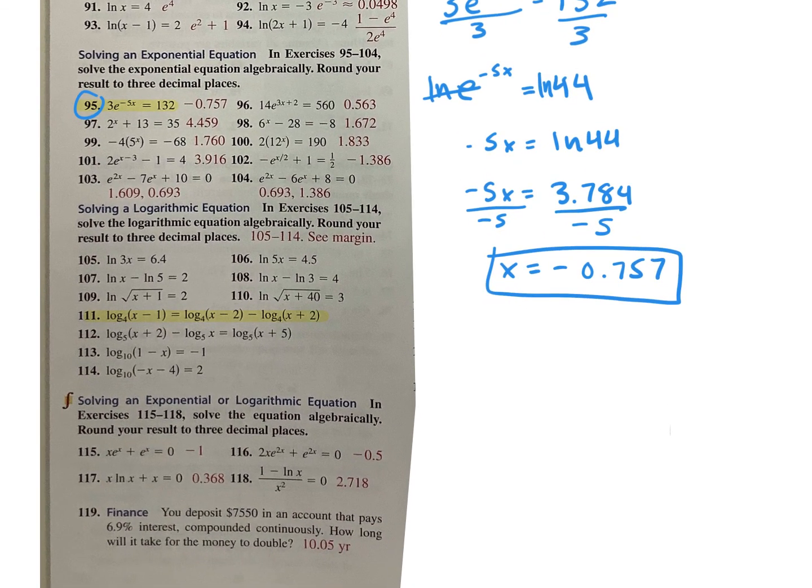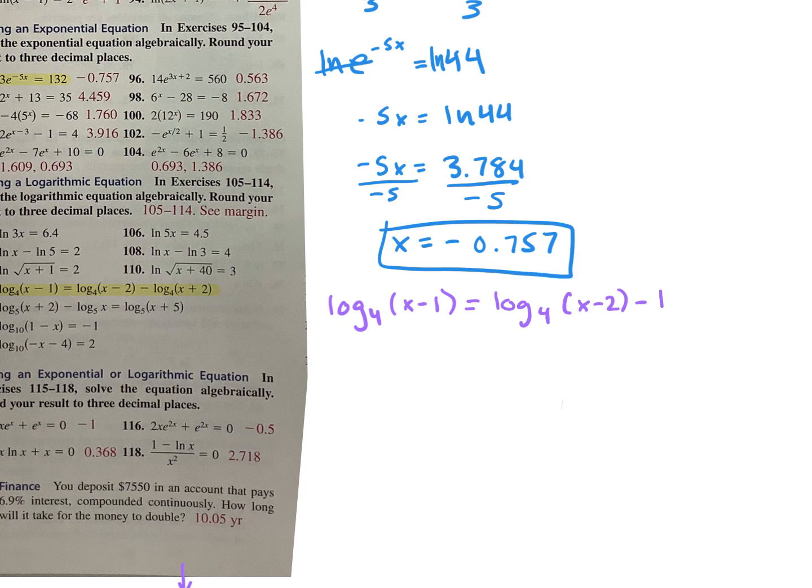Okay, and then I'm also going to do 111. So we're solving again here. So we have log base 4 of (x minus 1) is equal to log base 4 of (x minus 2) minus log base 4 of (x plus 2). So I know if I have a log on one side and a log on the other, they're going to cancel out. So I want to condense my right side to just be one log.